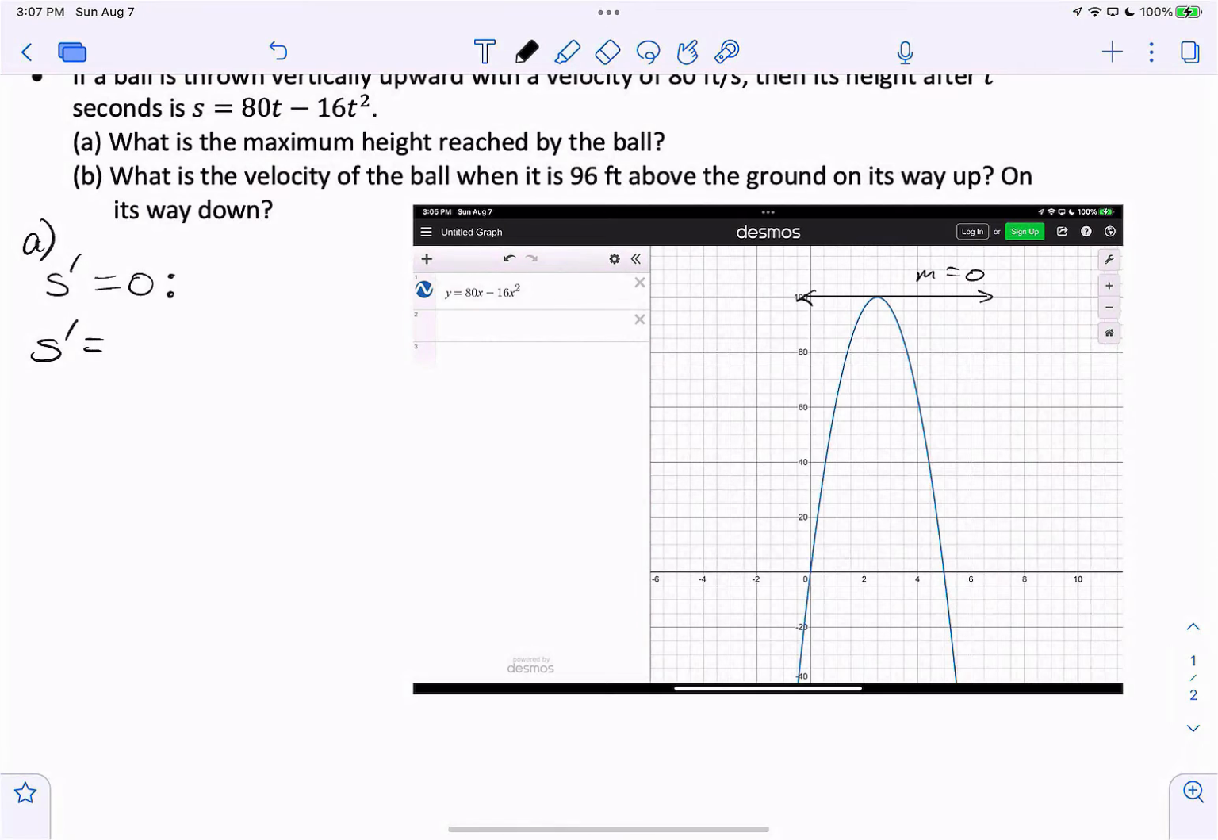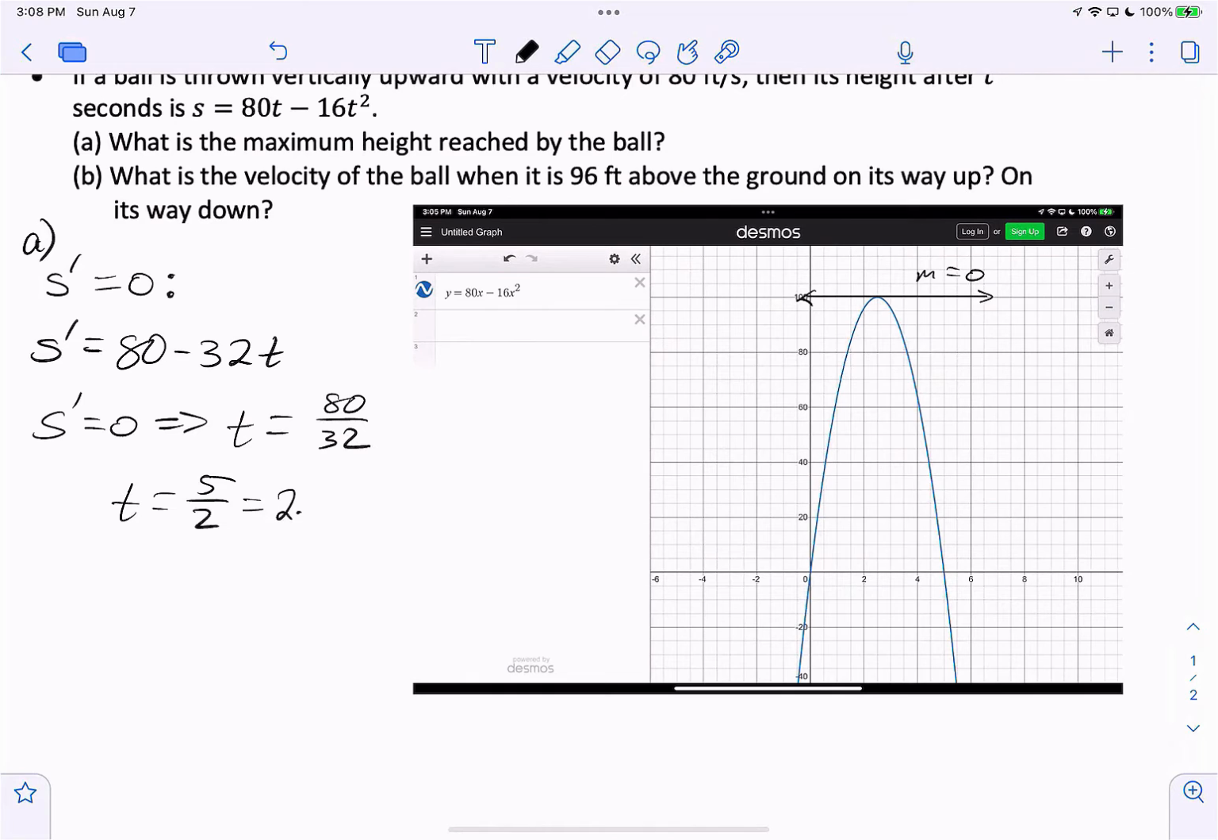s prime is equal to 80 minus 32t. And so if s prime is going to equal 0, then that means that t is equal to 80 over 32. Divide out the 16s. So t is going to be 5 halves, or 2.5 seconds. We're not done because we were actually asked for the maximum height, not when it reaches it. But notice what I didn't do. I didn't find s prime and then set that equal to 0. That would be implying that s prime is always 0, and that's just not true. Just wanted to make that point.